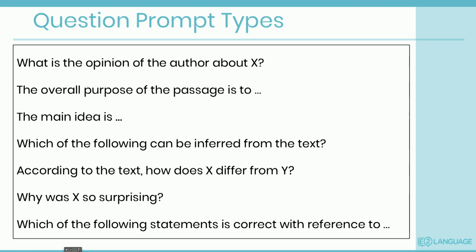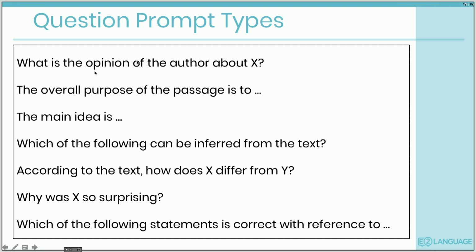Okay, let's have a think about these question prompts here. Let's have a look at the key words. So this one you're reading for an opinion. This one you're reading for a purpose. This one you're reading for a main idea. This one you're reading for an inference. This one you're reading for a difference. This one you're reading for a detail. And this one you're reading for one that's correct while all the rest are wrong.